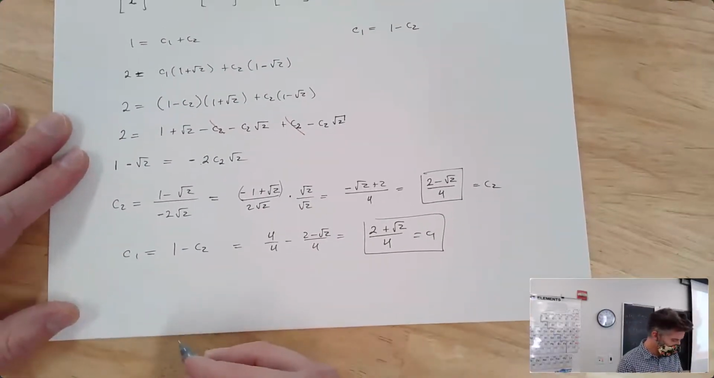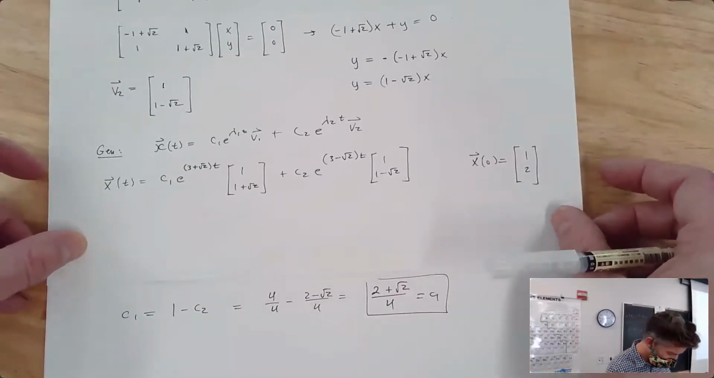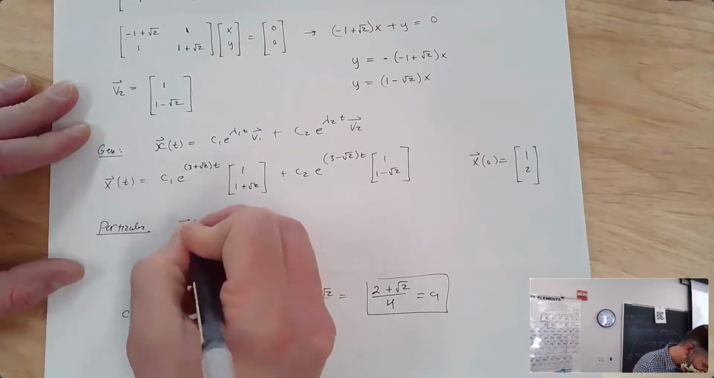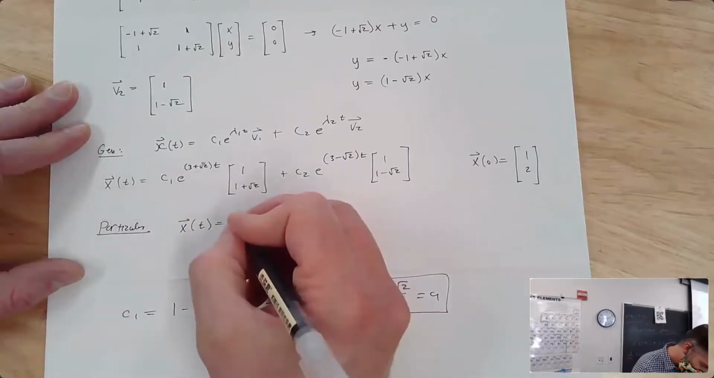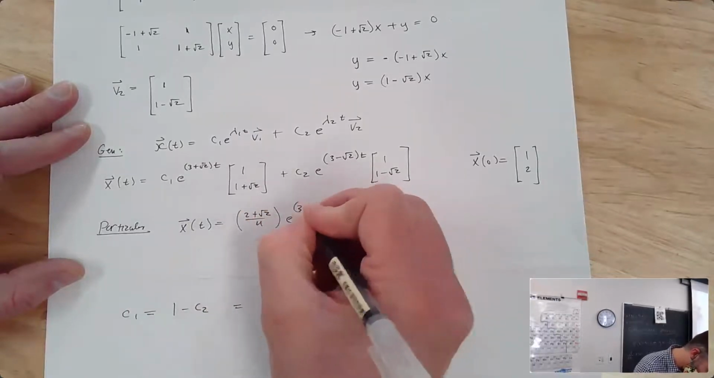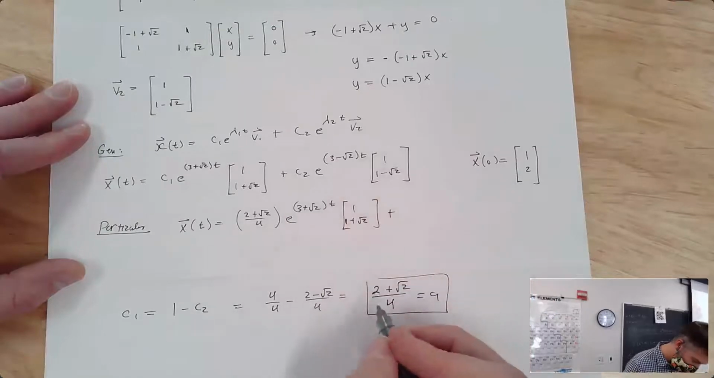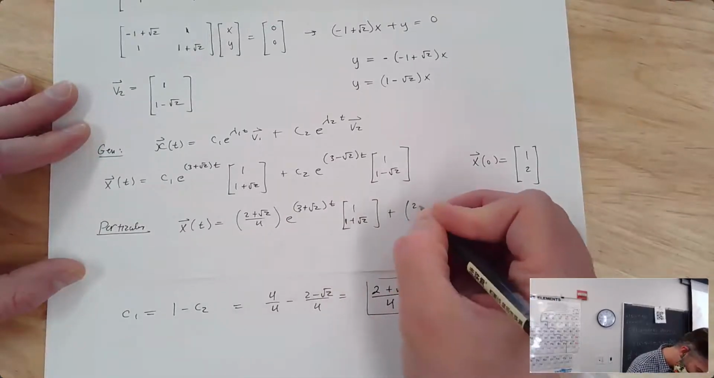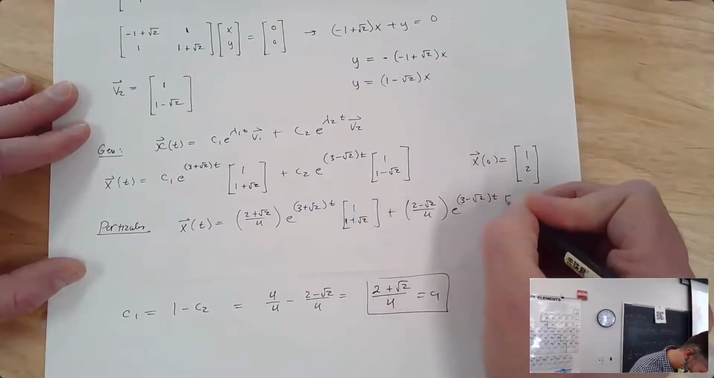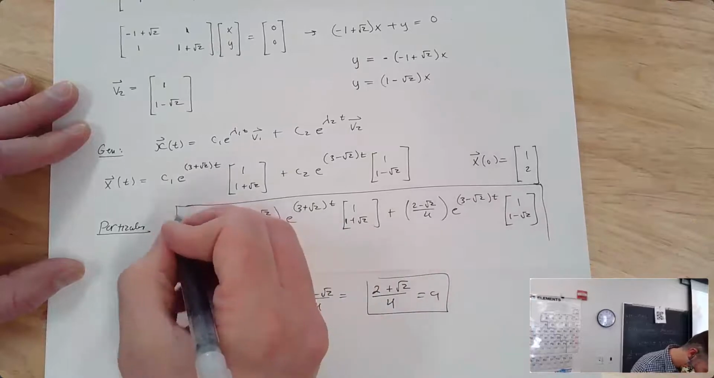So my final general solution is going to be, sorry, my final particular solution, not general, apologies, is going to be x of t equal to c1, so 2 plus root 2 over 4, times e to the 3 plus root 2 t, times 1 plus root 2, plus c2, which was 2 minus root 2 over 4, times e to the 3 minus root 2 t, times 1 minus root 2. How not lovely.